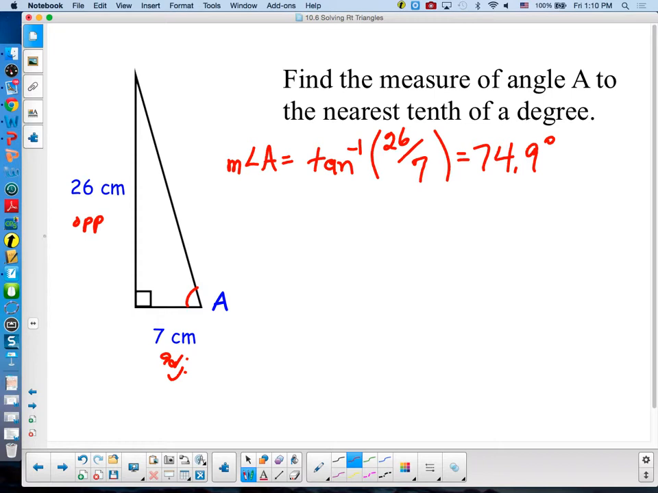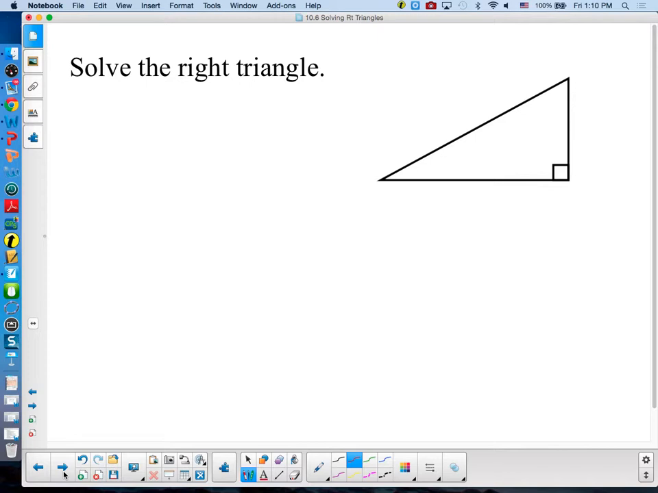Okay, let me do one more example, and I know we're kind of using up class time here, but I think if we don't, you're going to have lots of questions. Solve the right triangle. Let's just find one more angle. Let's have you find this angle if this is 16 and this is 7. We're not going to solve the whole thing. Find angle A. How big is angle A? Decide if you're going to use sine, cosine, or tangent.